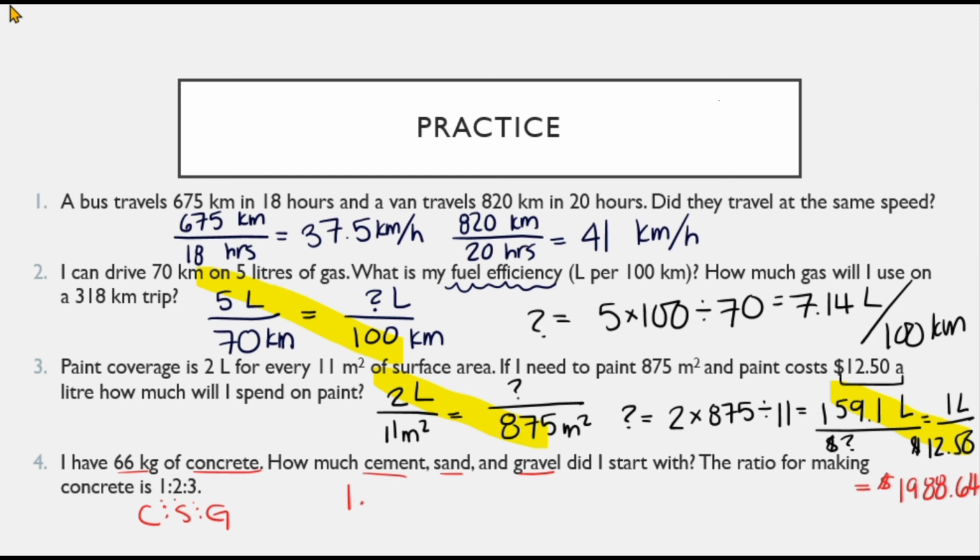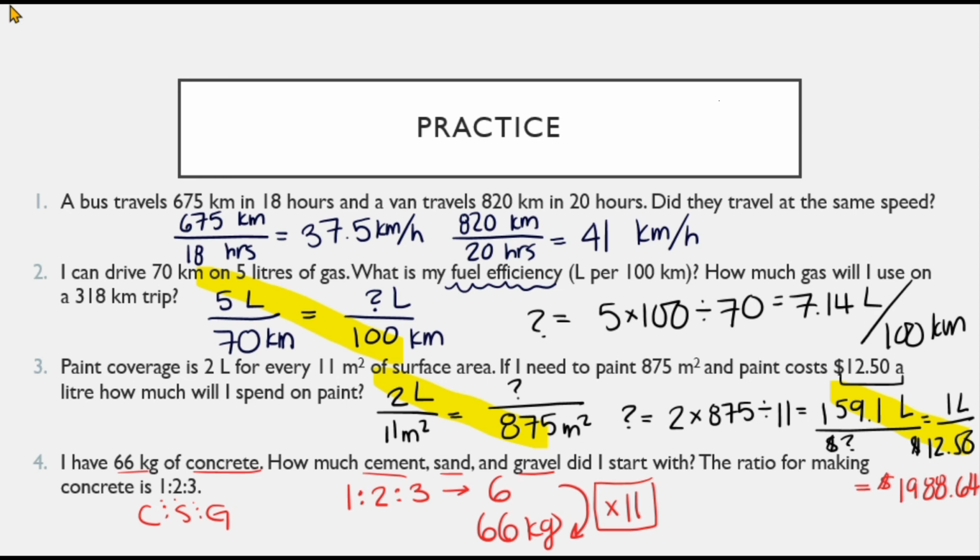If we have 1 to 2 to 3, how many parts do we need in total? 1 plus 2 plus 3 equals 6 parts. If I'm going to make 6 parts of this concrete and it's going to be 66 kilograms, what did I do to turn 6 into 66? I multiplied it by 11, right? So that's like a little scale factor there.